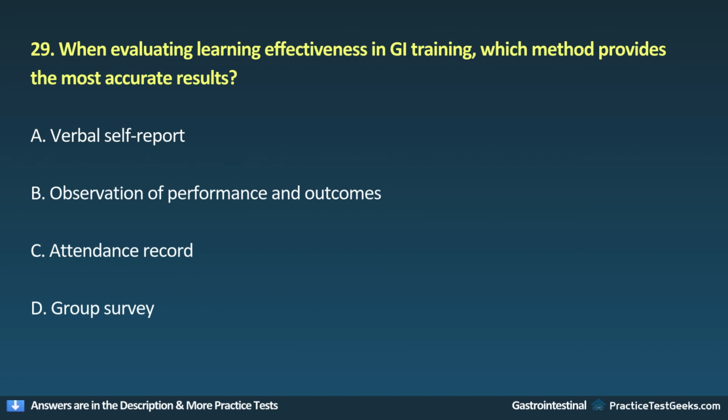29. When evaluating learning effectiveness in GI training, which method provides the most accurate results? A. Verbal self-report. B. Observation of performance and outcomes. C. Attendance record. D. Group survey.